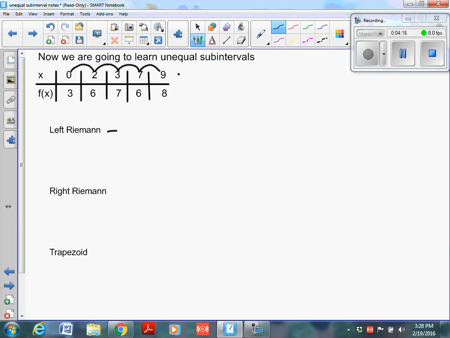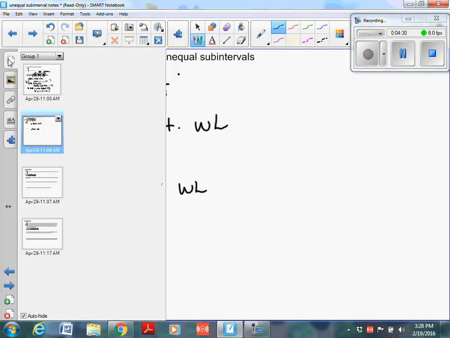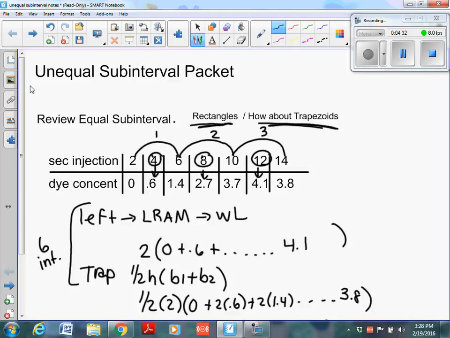Well, if you're doing the left Riemann sum, you're using rectangles, correct? Same thing with this one, you're using rectangles. And you know the formula is width times length and width times length. But do you remember, I'm just going to go back to the last page. If you go back to the last page, we just stuck the width out here because the width never changed.